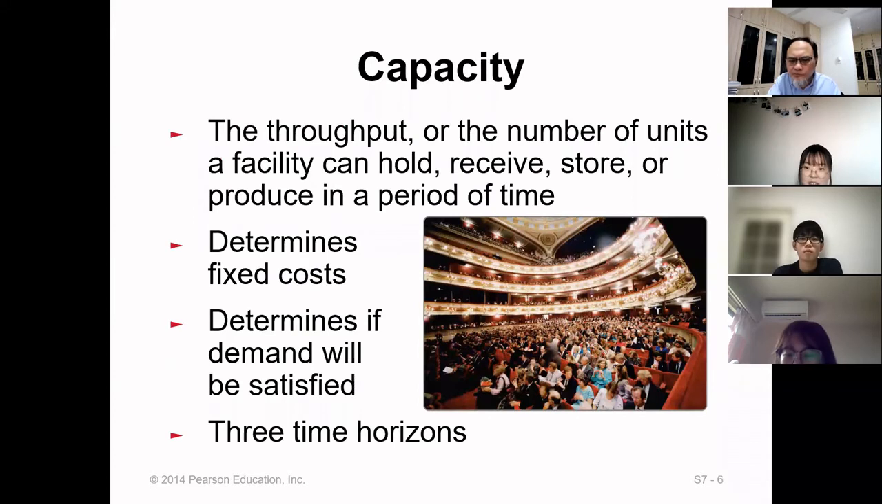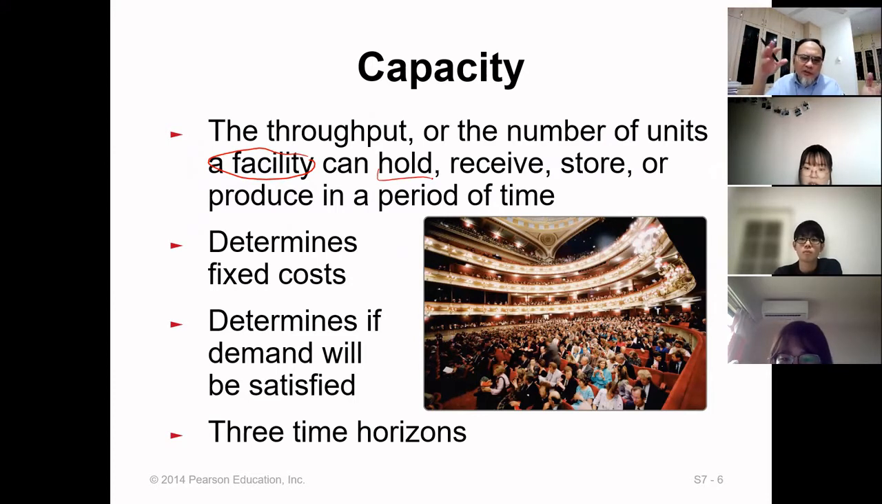Okay, capacity. What is capacity? Capacity is the throughput or the number of units that any facility can hold. This is a concert hall. If the concert hall has 1,000 capacity, well, that is the capacity, because it will determine how much income, revenue, you can get for the organization.